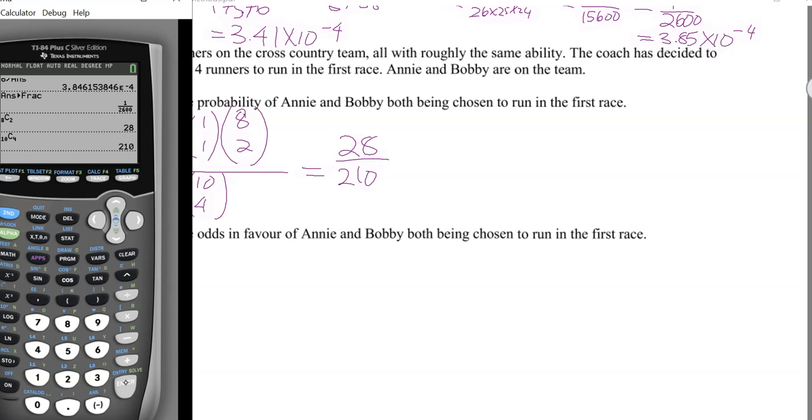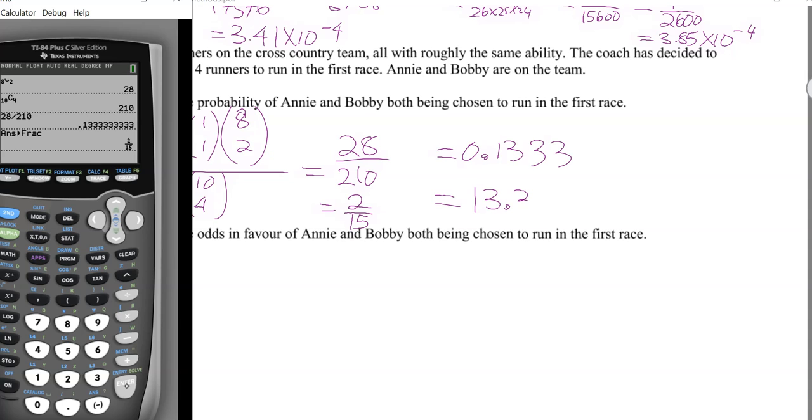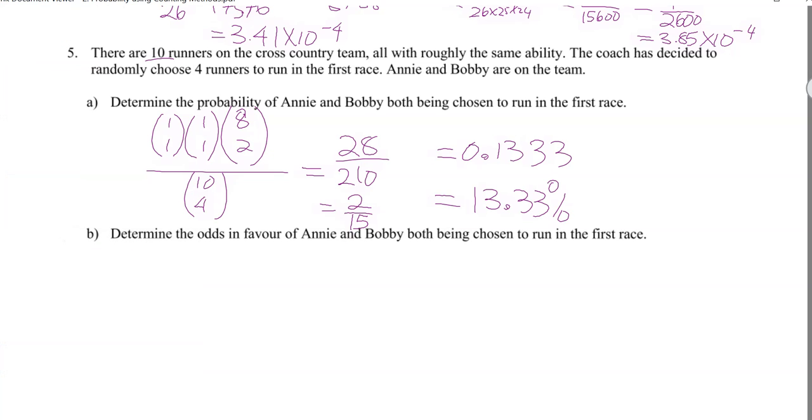So I like to call that the raw probability, right? Because it's the actual count. As a decimal, let's do this first, math, enter, enter. As a reduced fraction, that's 2 out of 15. It could be presented this way. As a decimal, 0.133 or 13.33%. So there's a little over 13% chance of both being chosen.